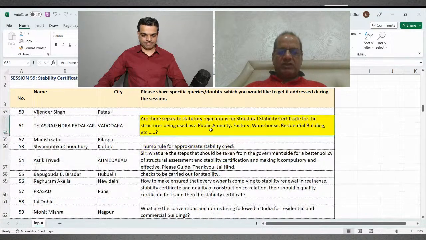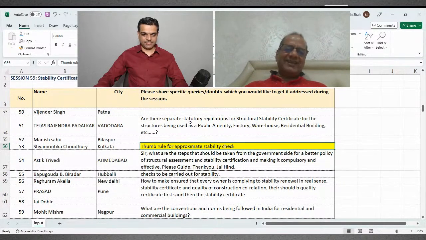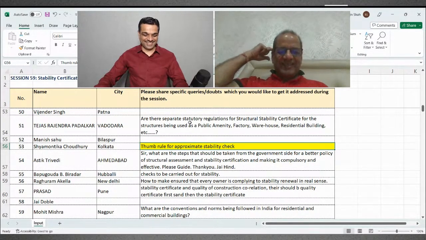Thumb rule for approximate stability check. Nothing. There is nothing like that in engineering. Stability check has to be established by numbers only.